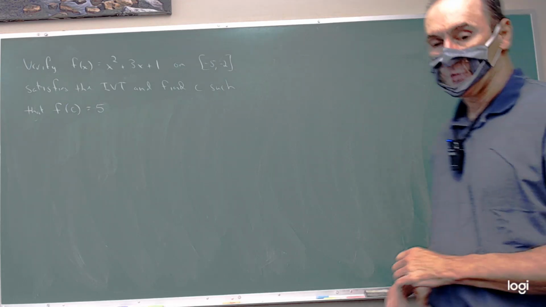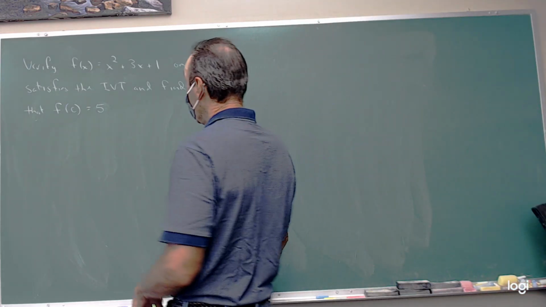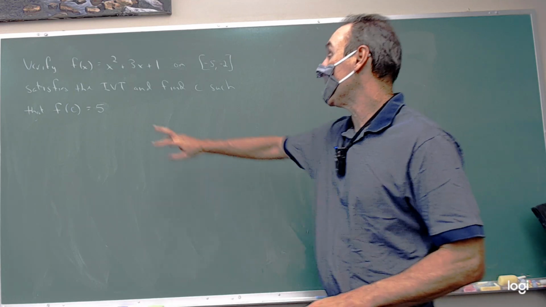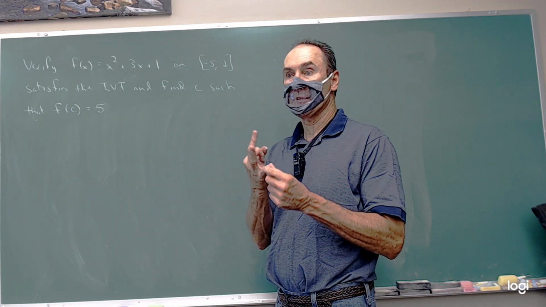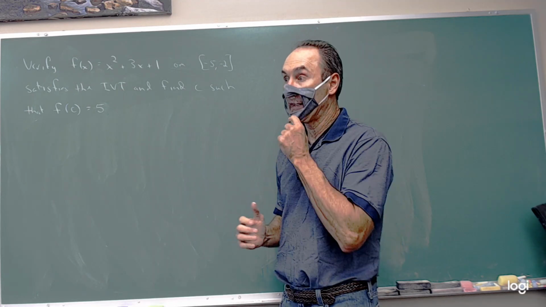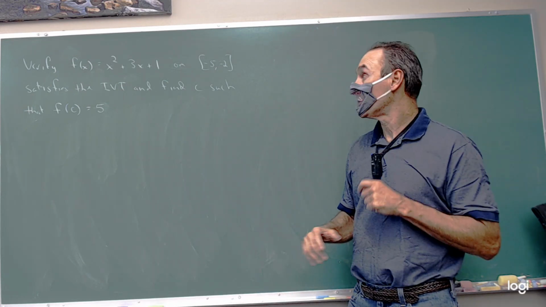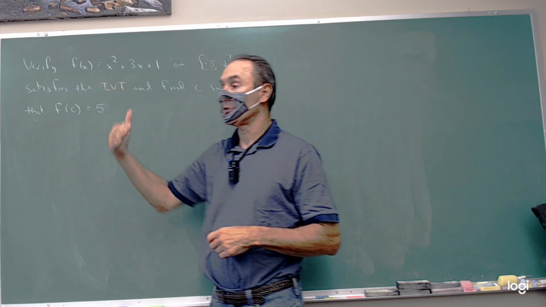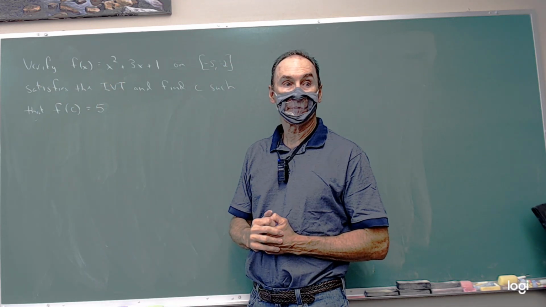So here we've got this question on the intermediate value theorem. There's three conditions that have to be met before you can use the intermediate value theorem. When you're verifying, you have to state that you have met all three of those conditions.